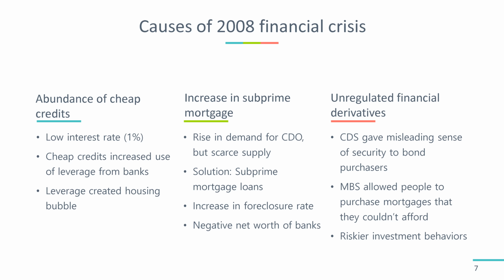Now, the last factor that caused the crisis is unregulated derivatives such as mortgage-backed securities and credit default swaps. Through CDS, the buyer of a credit default swap receives credit protection, whereas the seller of the swap guarantees the creditworthiness of the debt security. Bond purchasers bought credit default swaps as insurance, which gave a misleading sense of security to bond purchasers, leading them to buy riskier debts. MBS also played a deadly role in creating the subprime financial crisis.